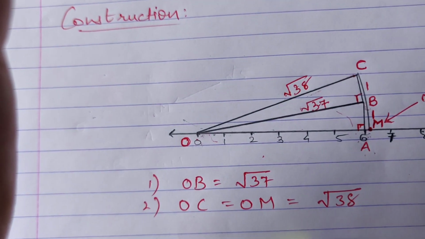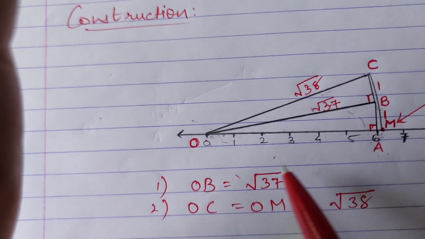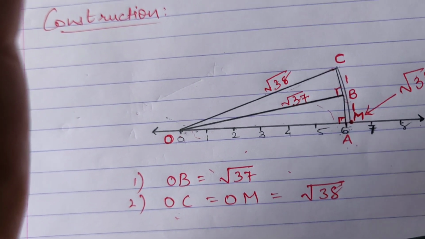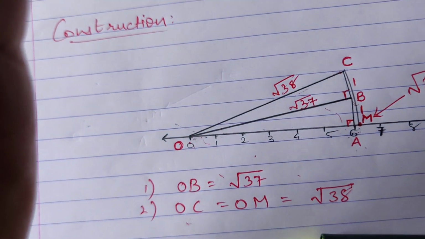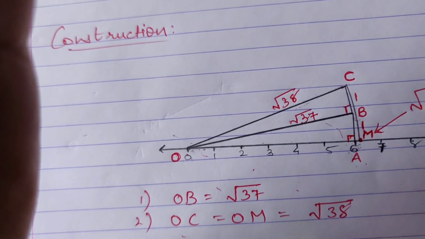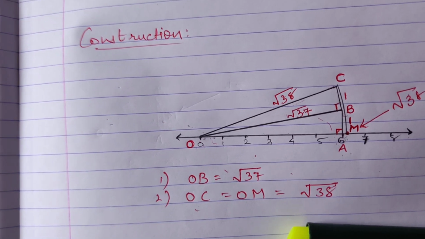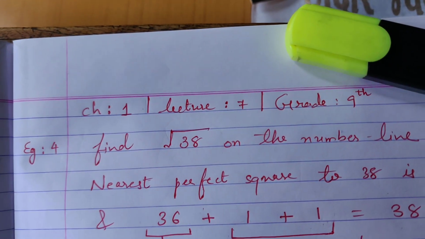And you can claim that OB is root 37, and OC is equal to OM, which is equal to root 38 on the number line. So this was it for lecture number 7.